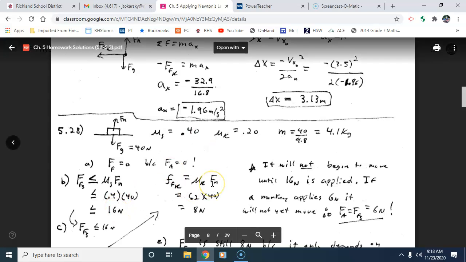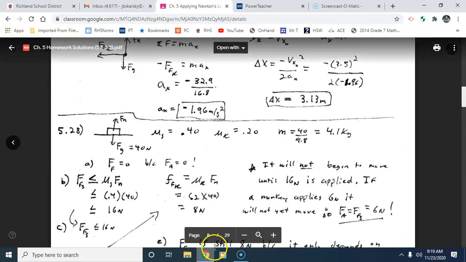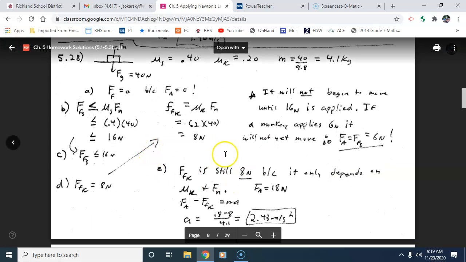All right, so moving along to part B then. It says, what is the magnitude of the frictional force if a monkey, I don't know why a monkey, I guess because of bananas, applies a horizontal force of 60 newtons to the box, and the box is initially at rest. All right, so we could use these values now to figure out some frictional forces and see what's going to happen. So it tells us the monkey is going to put a horizontal force of 6 newtons on this thing.